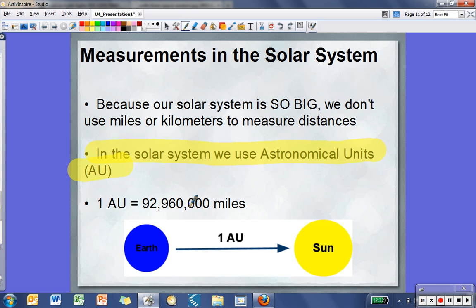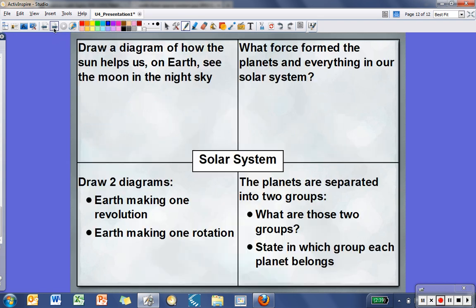So when we're talking about distances in our solar system, we're going to be using astronomical units. We're not going to use kilometers, miles or meters. It's just too big, too large. Just to think about that number is ridiculous. So that's how we measure things in the solar system, astronomical units. And that is our notes for this week. So do your summary here, and that is it.